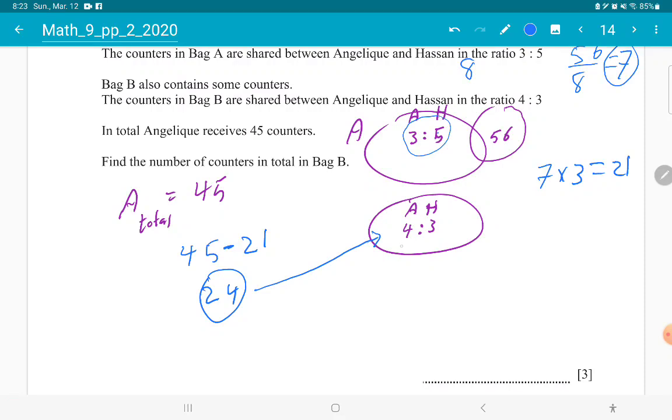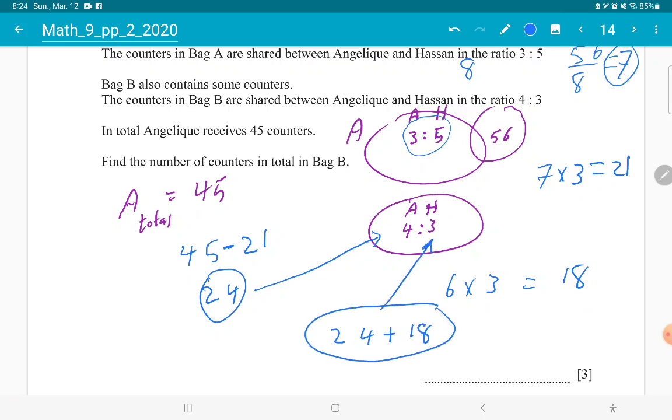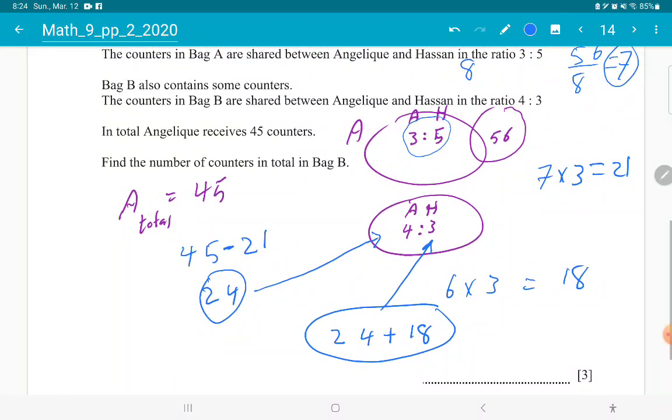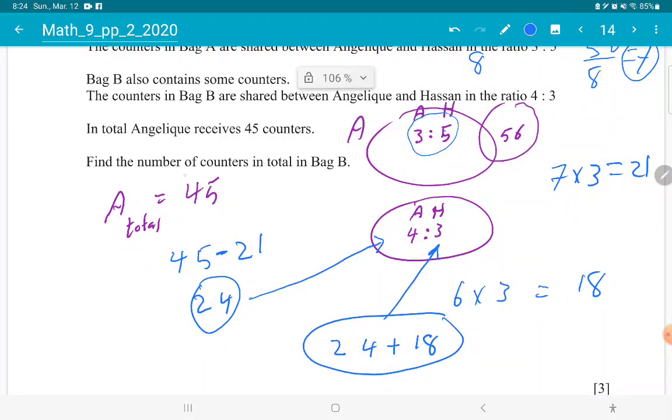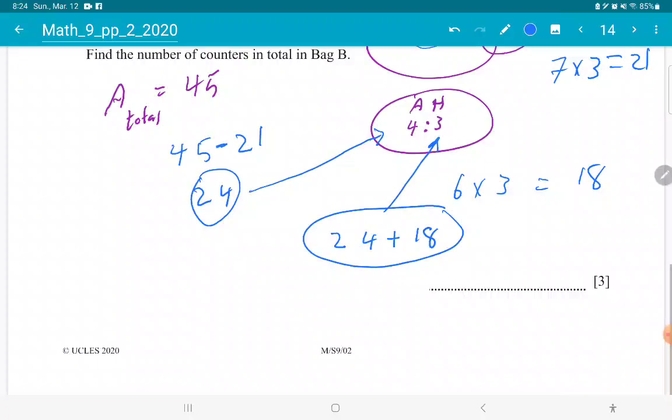24, how many 4s in it? 6. So then we need to multiply 6 times 3, that's 18. So we have here 24 plus 18 in this one. Then that's the total. I don't know if they ask about this number. Find the number of counters in total in bag B. Yeah, that's B: 24 plus 18. And next.